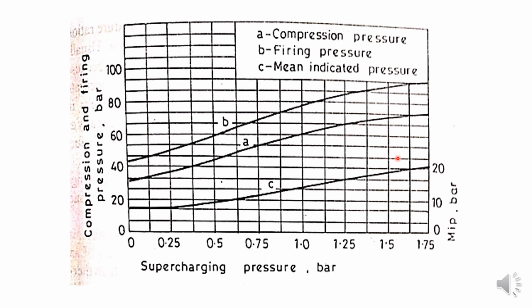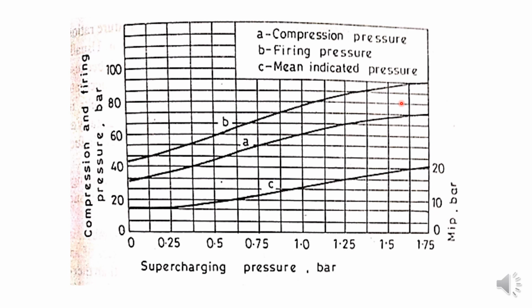The load on the bearing is increased due to increased pressure in the cylinder. See, as you increase the supercharging pressure, what will happen? Your compression pressure also increases. Firing pressure, see, also increases a lot. Even if it goes beyond 1.75, it is still increasing. That means that much stress will be on your material. Loading stresses or bearing stresses will come into the picture.